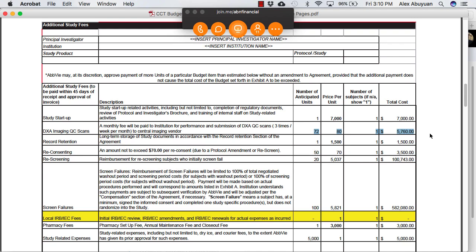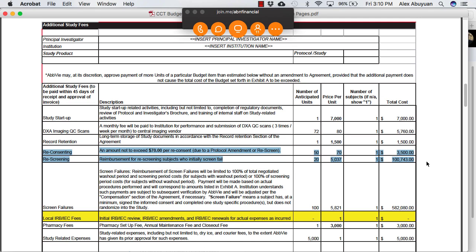Record retention, it's $1,000 or whatever that fee is. That's for holding on to records, which they have to hold on to anyways. Reconsenting, rescreening. What this means is if there's any chance that the protocol is changed, then they have to reconsent. So they're going to get that amount of money per reconsent, and then reimbursement for rescreening. Obviously, they have to rescreen the patient, and they've estimated a certain amount based off of the original enrollment numbers, and then they get that much more per patient.